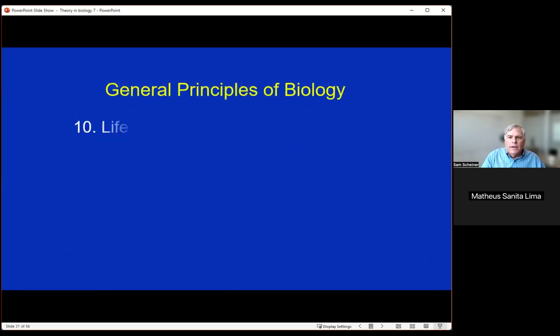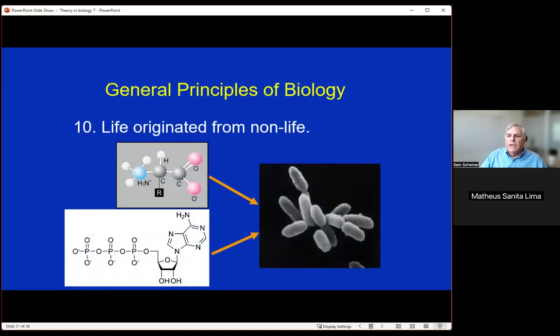And then finally, life originated from non-life, right? So at some point, the universe happened, the Big Bang happened, the planets formed. We had non-living, but maybe organic molecules, which came together in the first living systems in some sort of cell. And there's a lot of research going on right now about exactly how that happened.